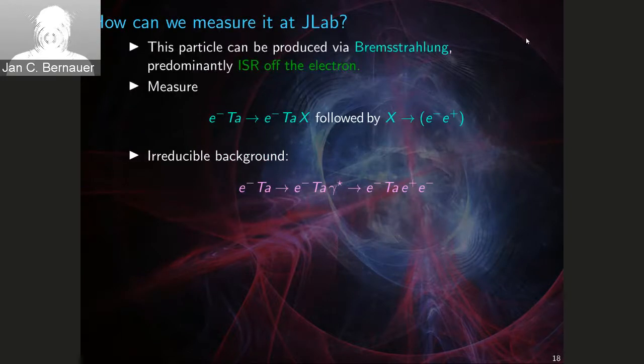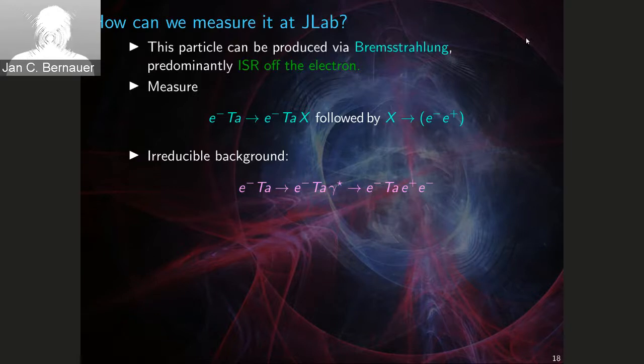So how would we measure that at JLab? Well, we know that it couples to electrons, right? Otherwise, it could not produce that pair. So you could produce it via Bremsstrahlung, essentially via initial state radiation of the electron if you do electron scattering. So you pick something where you can hit a lot of beam on, for example, tantalum, where the cross-section is high. So you produce this X particle, which then decays into e minus e plus. And from that, you can directly see the irreducible background is if that X is actually a virtual photon, which then decays the same way. So it will be a bump hunt on that background.